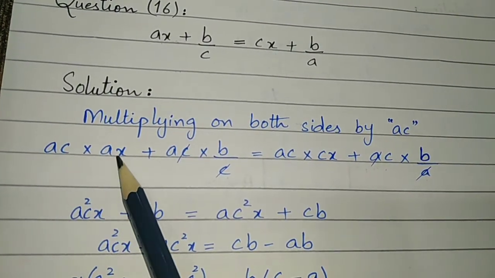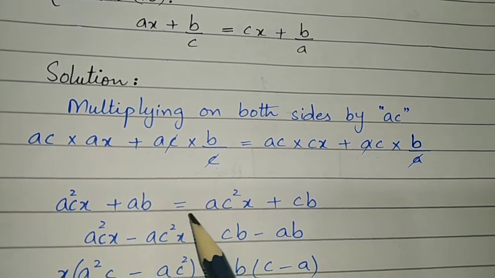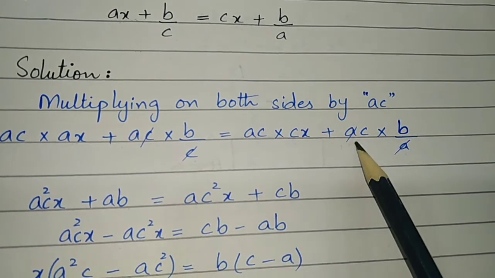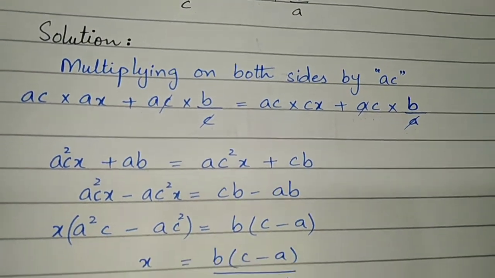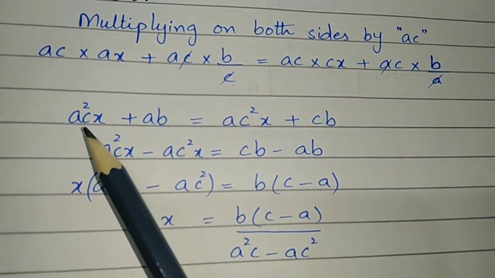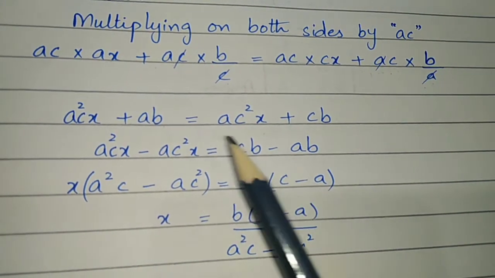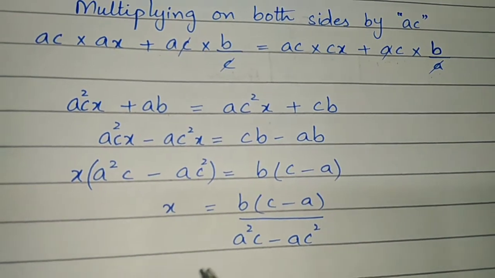Now there are 2 times a. So a square cx plus ab equals a times c times c, that is ac square x, plus a is cancelled out with this a and you will get cb. Now you have to separate the like terms on the left hand side, that is a square cx minus ac square x equals cb. ab will become negative on the right hand side, that is minus ab.